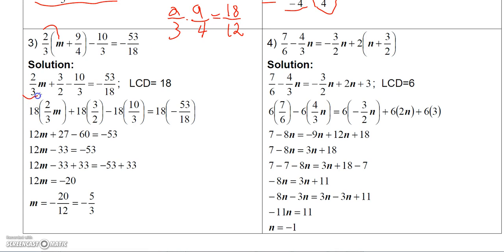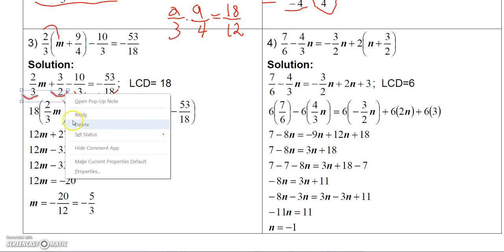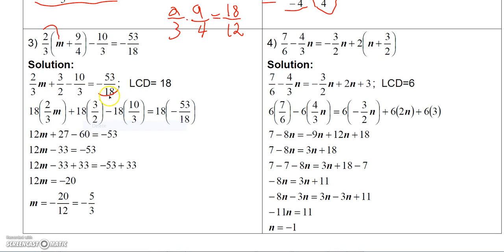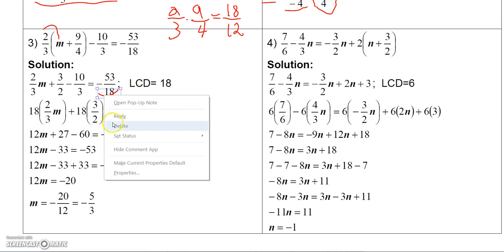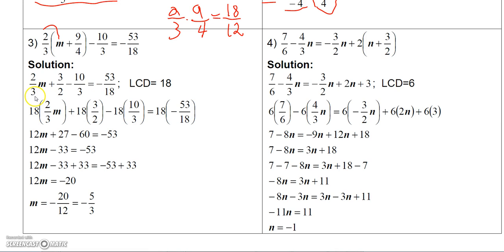So as I said, I got 2/3 m, and then when I multiply 2/3 times 9/4, that's 3/2, and then you bring down the minus 10/3. And on the right-hand side, you just bring down the negative 53 over 18. Now, let me clean this up just a bit here. So the denominators here are 3 and 2, and of course another 3 and 18. So I need the smallest number that all of these will go into, and that would just be 18.